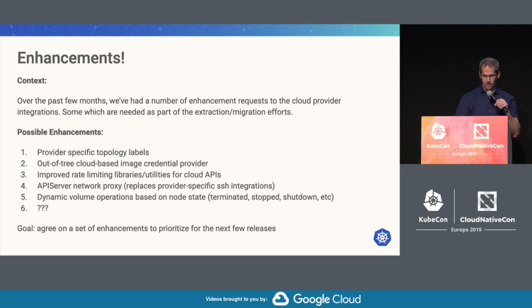So rate limiting libraries and utilities for cloud APIs. I won't read them all, but the general bucket here is how to draw the lines of scope so that we can make progress and not just have conversations, but actually make progress. And what we want to do here is figure out what are the highest priority topics to consider and make progress on in the next several releases. Rather than getting 20% of the way everywhere, let's get 100% of the way somewhere.